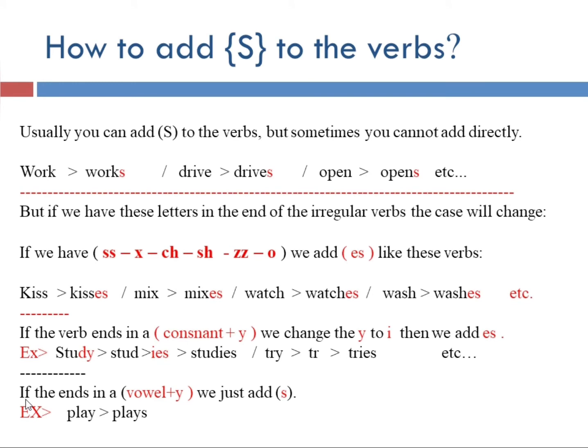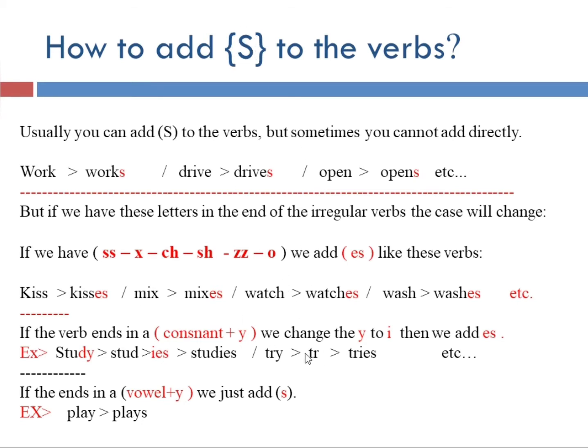So another one, if the verb ends in a vowel plus y, meaning not a consonant, we just add s. For example, we have play. A is a vowel, so we will not remove this y and change it to i. We will just add s, like this one. So for example, if you have I, O, U, A, this is a vowel, plus y, we will just add s. This is about adding third person singular s to the verbs.